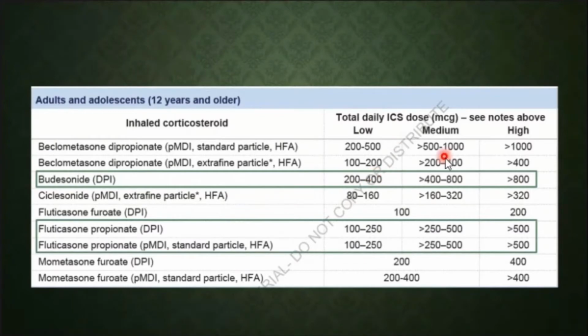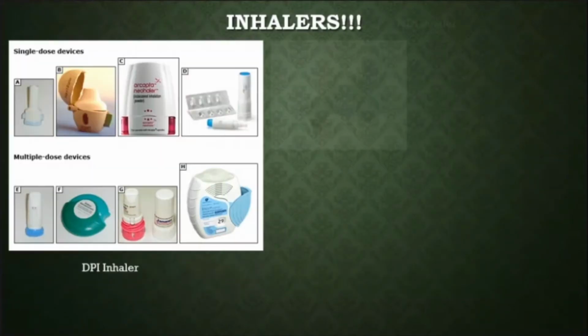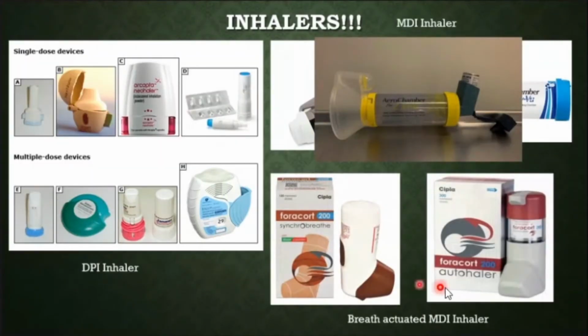Now if you increase that to 2 puffs twice a day, your total is around 800, and that comes to a medium dose. If you increase that to 2 puffs 3 to 4 times a day, that comes to a high dose. That is how we calculate our low, medium, and high dose of inhaled corticosteroids. Like I said, these are breath actuated MDIs.